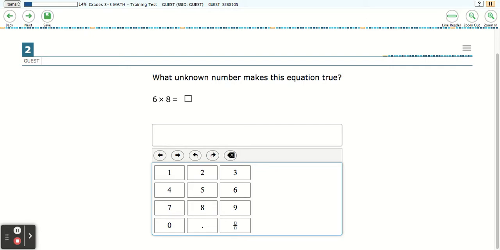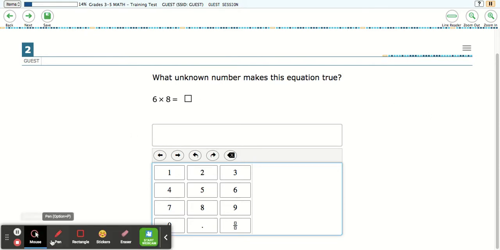What unknown number makes this equation true? All right, so basically they're asking us to solve 6 times 8. You all know how to do 6 times 8. If you need to, you can use your scrap paper. What we see here is just for entering your numbers. It is not a calculator. It will not do the math for you.